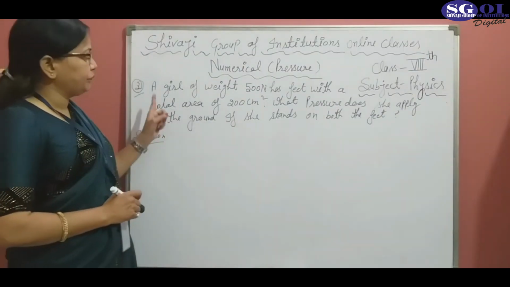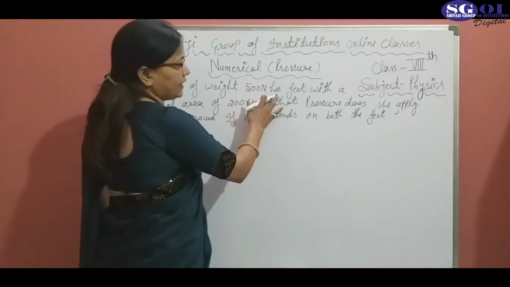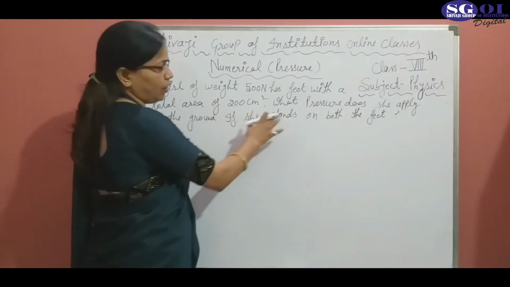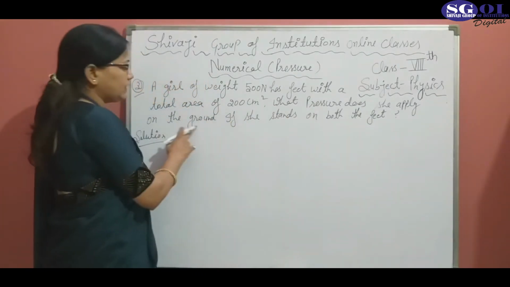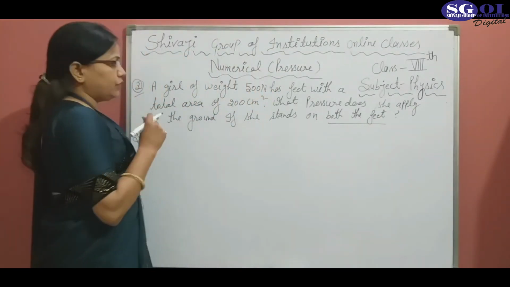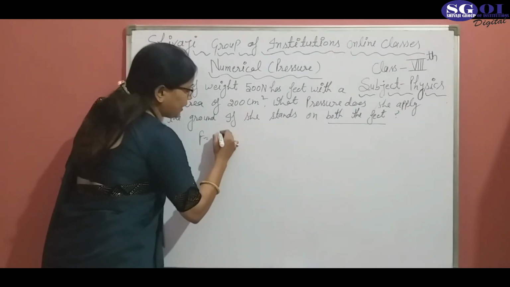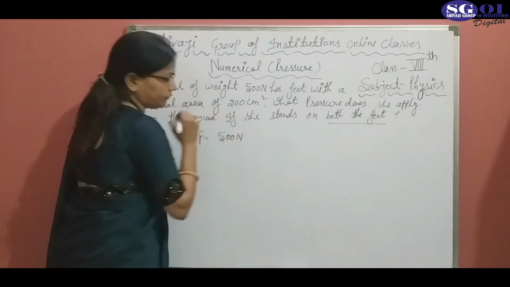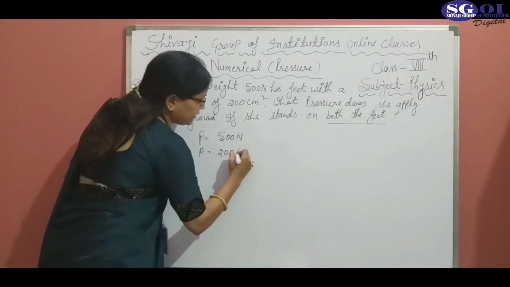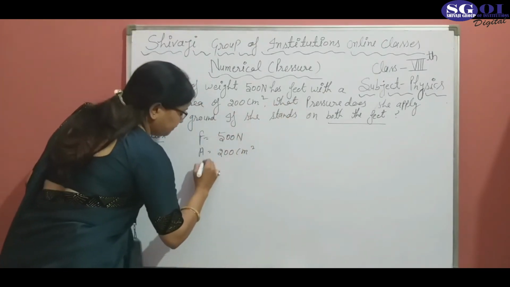Numerical number 3. A girl of weight 500 Newton has feet with a total area of 200 centimeter square. What pressure does she exert on the ground if she stands on both feet? Student, in this question, force is 500 Newton and area of cross section is 200 centimeter square, and we have to find out pressure.